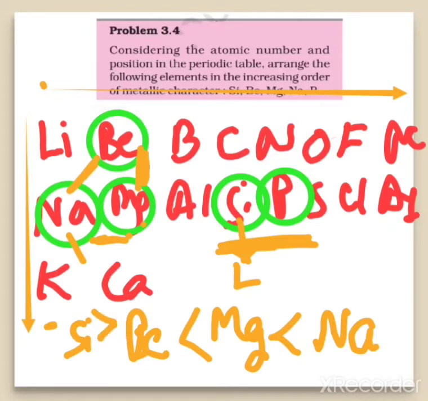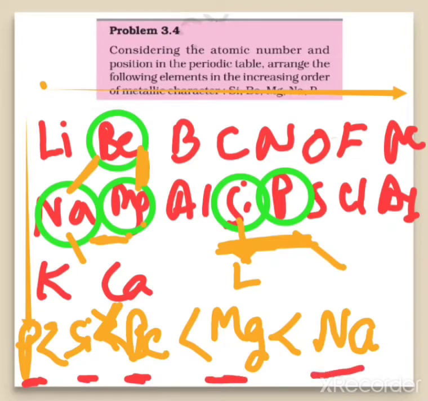And the one on the last, that is on the right-hand side, will be the phosphorus. So next will be the phosphorus. So we can say that phosphorus is the element which has the lowest metallic character. Phosphorus has the lowest metallic character. Then we can say silicon, then beryllium, then magnesium, then sodium. So we can say that sodium has the maximum metallic character, and we have arranged them in the increasing order of their metallic character. So whenever such a question is asked, you have to do it in this order.